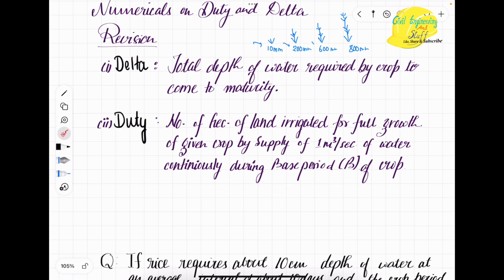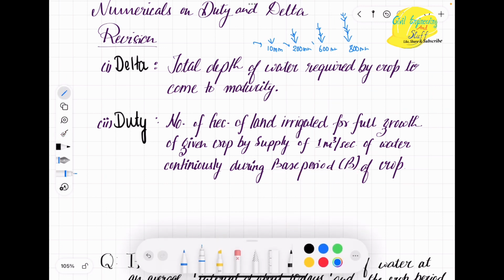At this stage, the concept of base period, this technical term, should be very clear to you. Your base period is defined as the time period between the first watering and the last watering. That is what we call the base period, and usually it is represented in days.